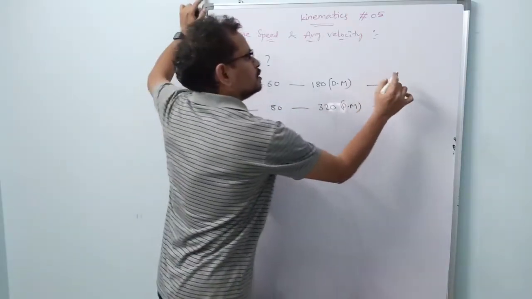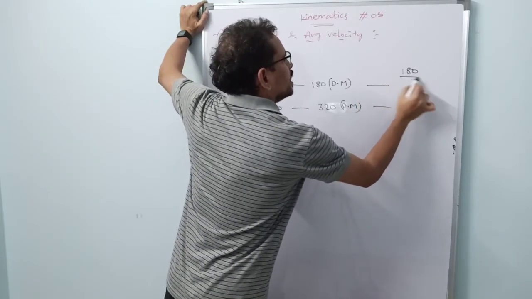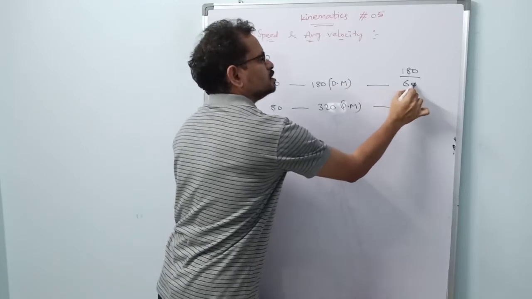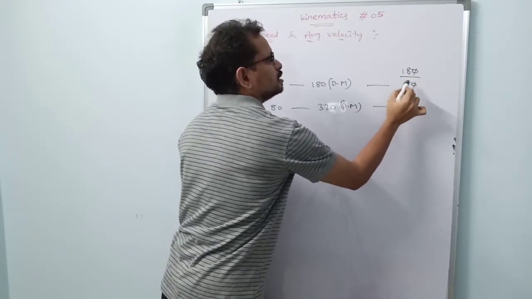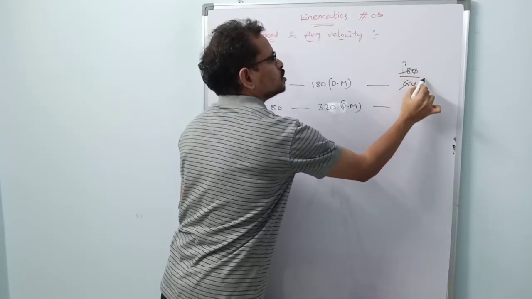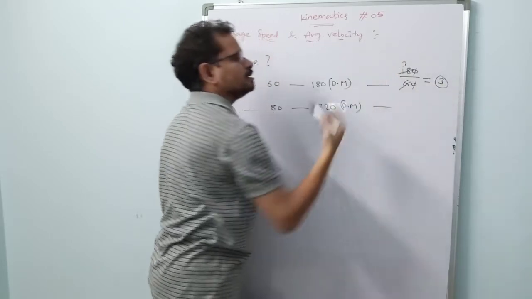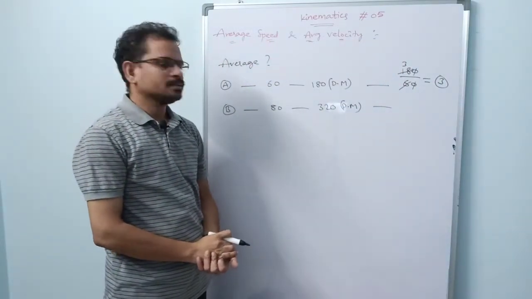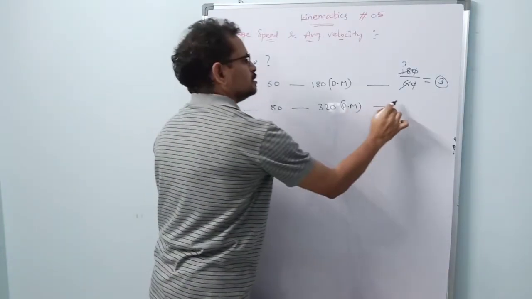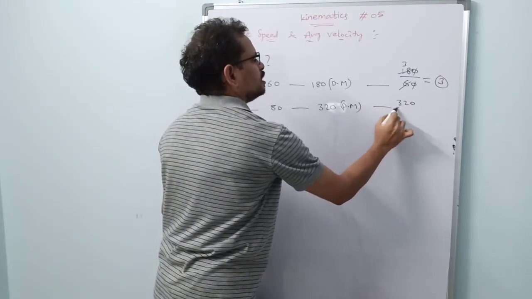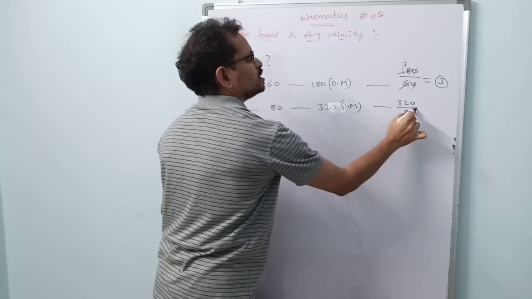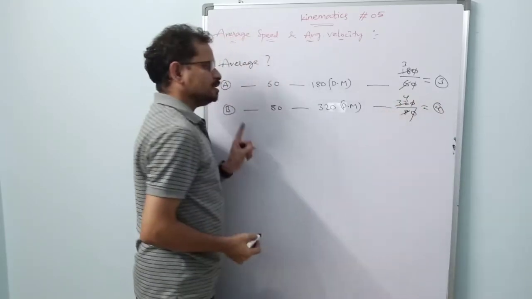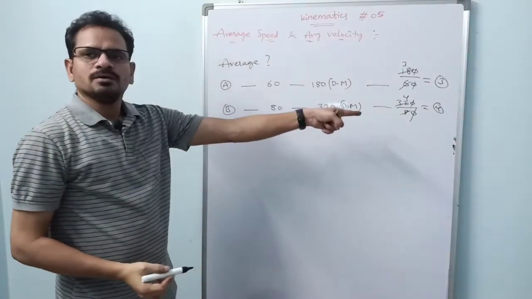So 180 by 60: total number of Dairy Milks by total number of students. Zero, zero cancel, 6 goes 3 times. So each student is getting 3 Dairy Milks. And in this section, 320, total number of Dairy Milks, by total number of students, 80, gives 4. So in this section each student is getting 4.